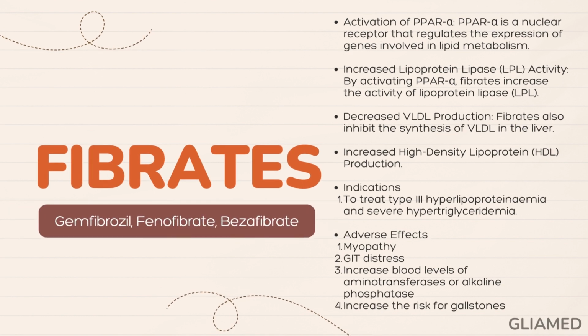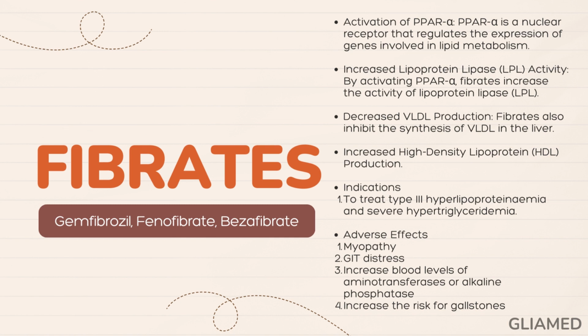Next, we have fibrates, whose examples are gemfibrozil, fenofibrate, and bezafibrate. The mechanism of action of fibrates involves interacting with specific receptors in the liver and influencing lipid metabolism. Fibrates mainly act by activating PPAR alpha, which is a nuclear receptor present in the liver that regulates the expression of genes involved in lipid metabolism. By activating PPAR alpha, fibrates increase the activity of lipoprotein lipase. Lipoprotein lipase is an enzyme that breaks down triglycerides in circulating lipoproteins. This leads to a reduction in triglyceride levels in the blood.